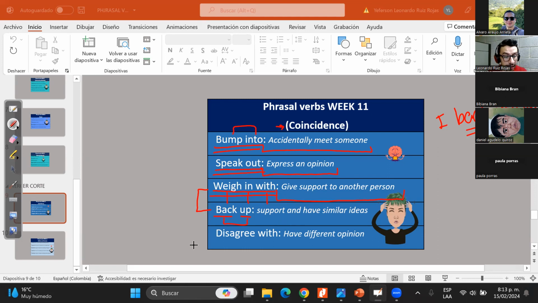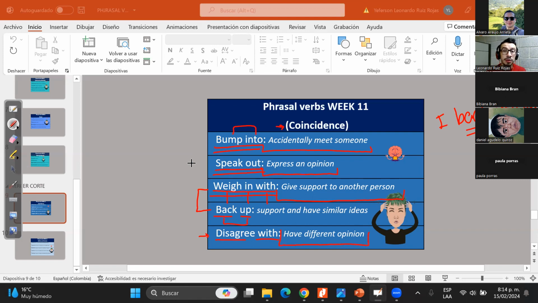Muy bien, very good. And the last one, it's disagree with. Disagree with, of course, is have a different opinion with, no? So when I don't have the same opinion with, it is the opposite of back up or the opposite of wait in with, right? So in that case, disagree, it's having a different opinion. I disagree with Viviana. I disagree with Alvaro. I disagree with Daniel. I have a different opinion. So in that case, we're seeing that we have many different phrasal verbs, yes?